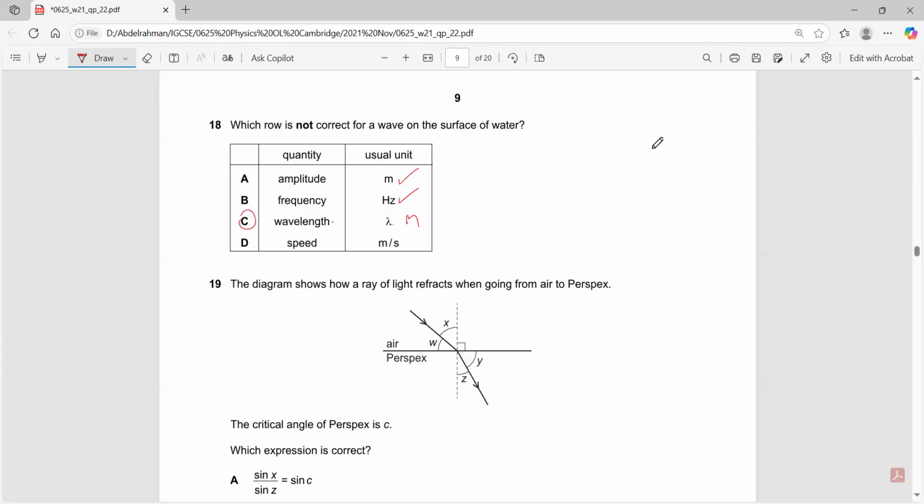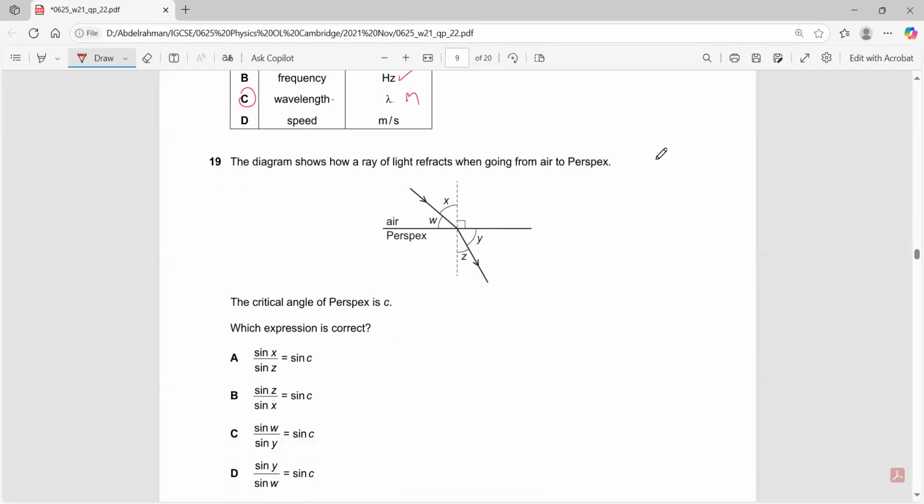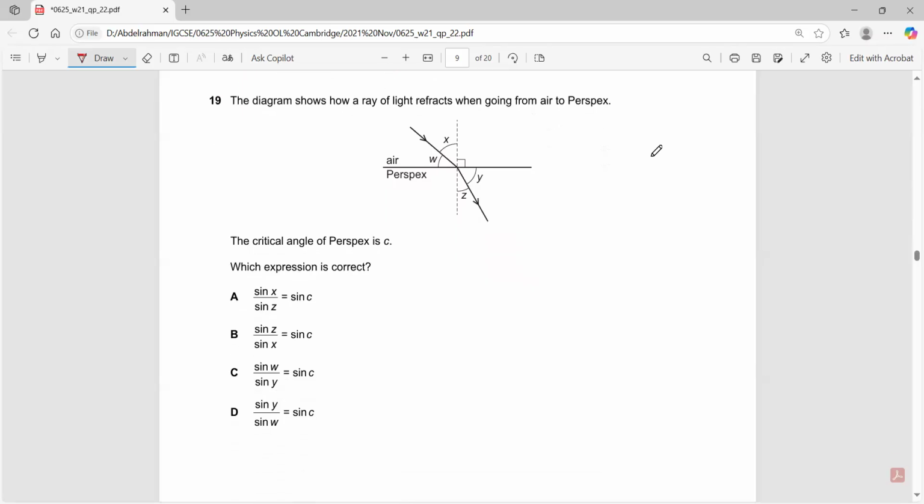It's just the symbol. The critical angle is C. Which expression is correct? Can I find C? Yes, I can find C.